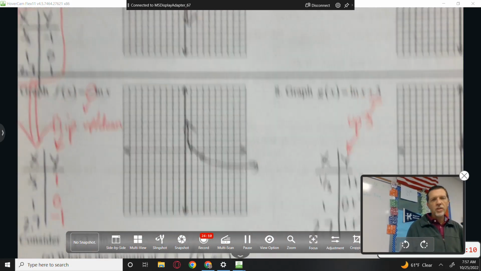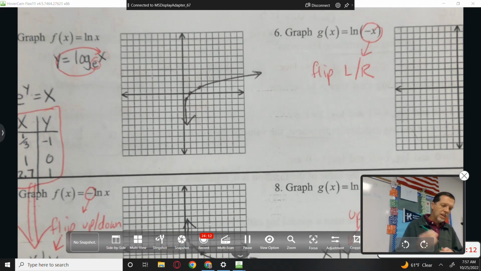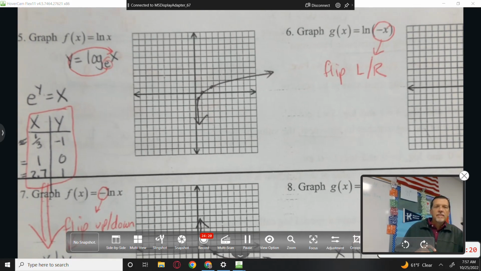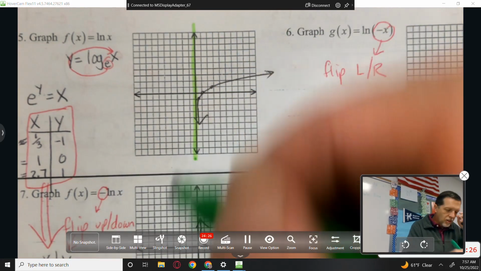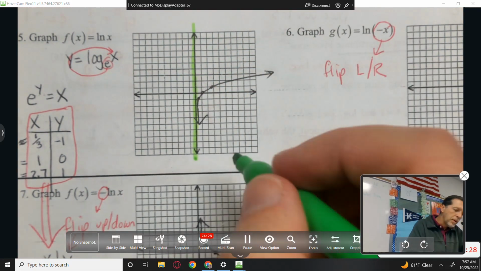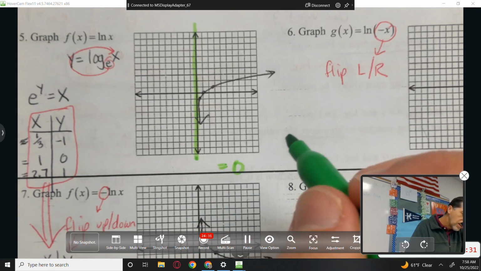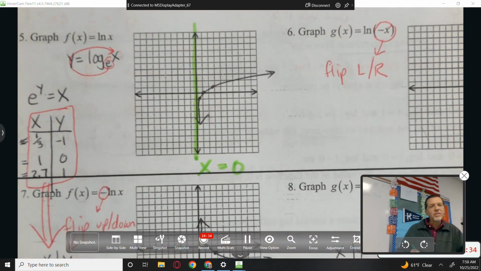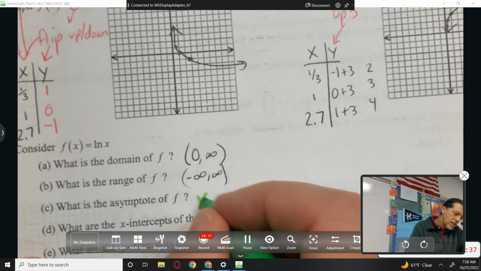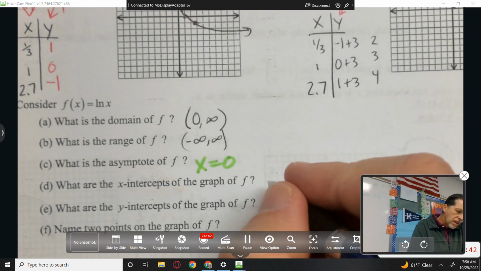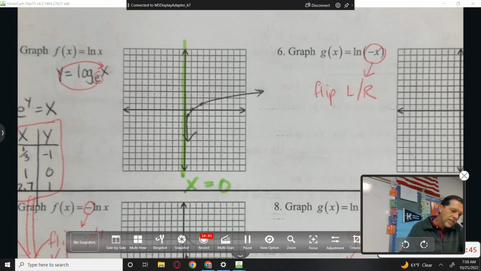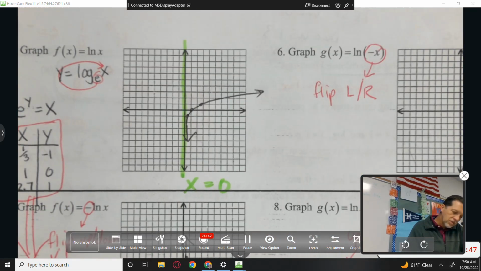What is the asymptote? Oh, we didn't talk about the asymptote, but not explicitly. What's the asymptote for that graph? 0. Don't just say 0 though, because 0 is just a number. What about 0? About x = 0. X-intercepts, so it crosses the x-axis at (1, 0).